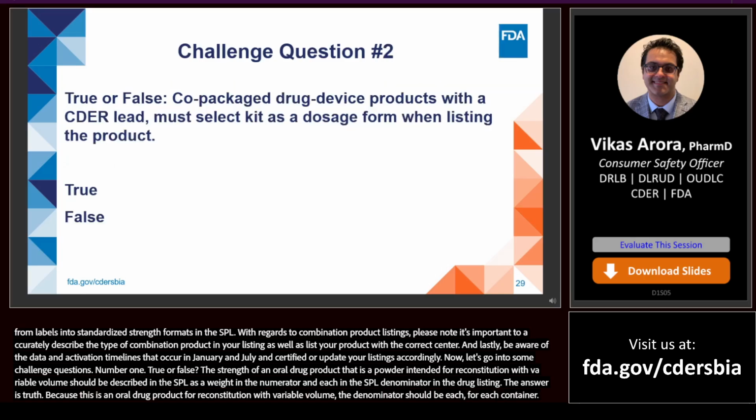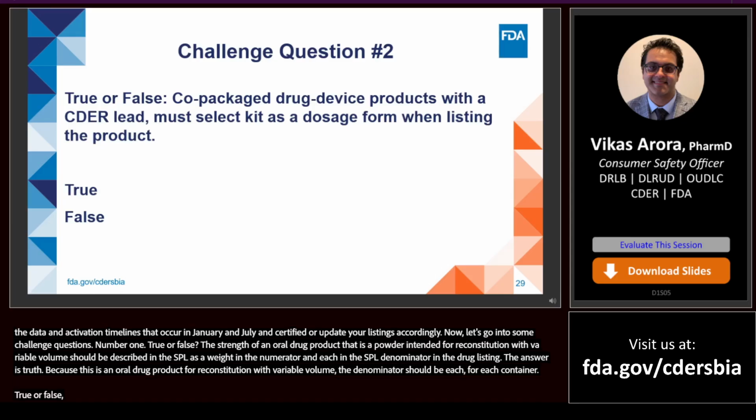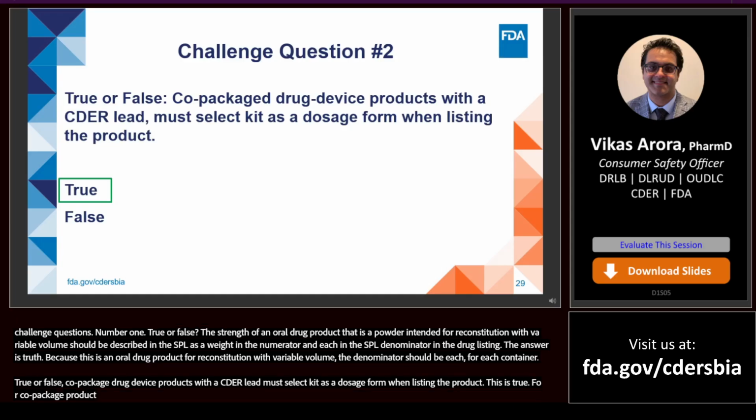Challenge question number 2, true or false? Co-packaged drug device products with the CDER lead must select kit as a dosage form when listing the product. And this is true. For a co-packaged product with the CDER lead, you must select kit as a dosage form and then select the component parts and identify them.